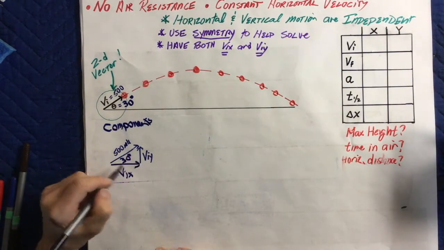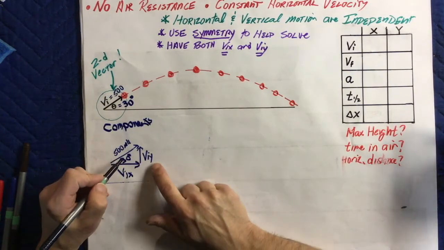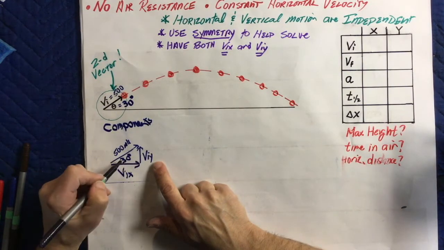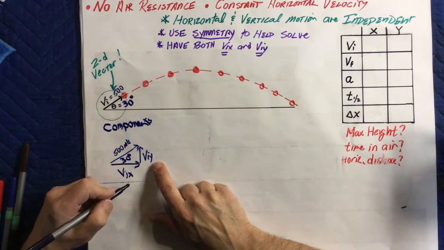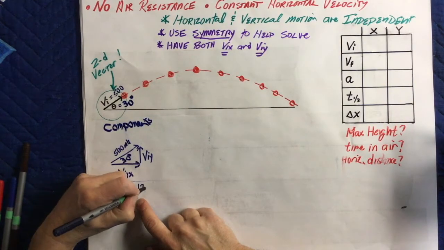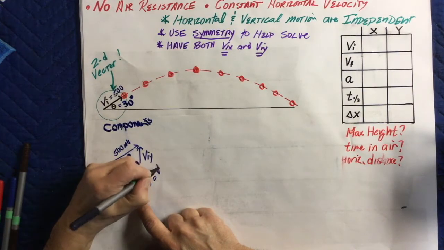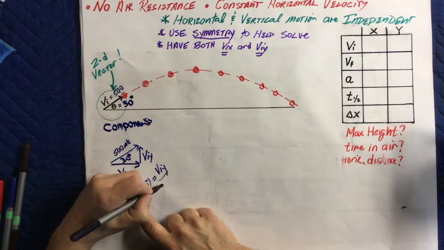Now, we've done SOHCAHTOA so many times, I'm not going to rewrite the equations, but notice the VIY is the opposite to the 30-degree angle. So that's going to be the sine function. So if I say the sine of 30 degrees is opposite over hypotenuse.